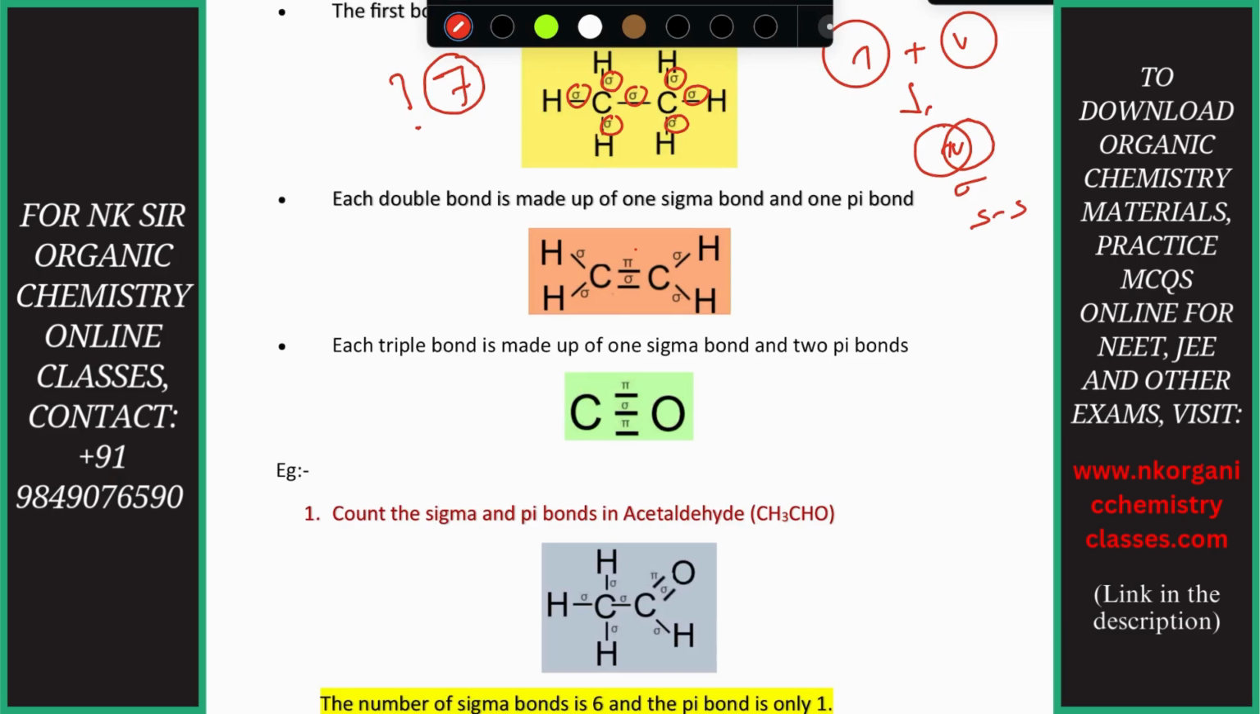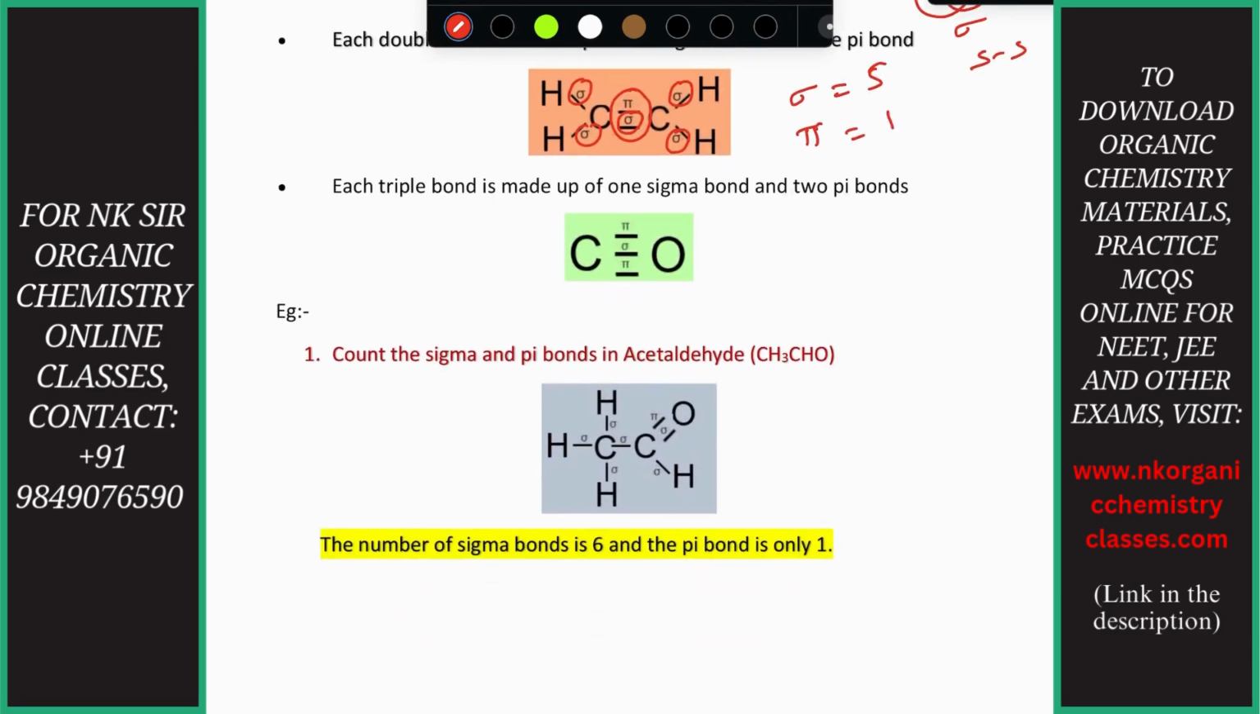Before that example, see clearly, a double bond is made up of one sigma bond and one pi bond. So in this one, how many sigma bonds are there? How many pi bonds are there? Let us try to count them. Here one sigma, here second one, here third one, fourth one, and in the double bond one sigma. So total how many sigma bonds are there, guys? 5. Whereas pi bond is only 1.